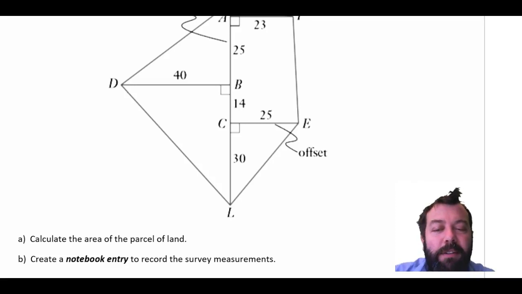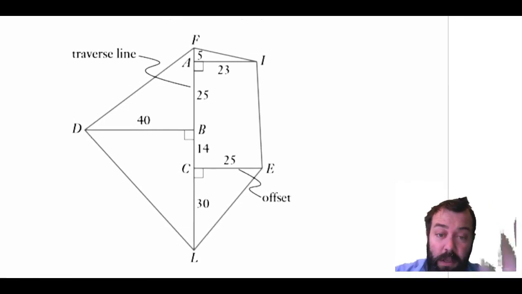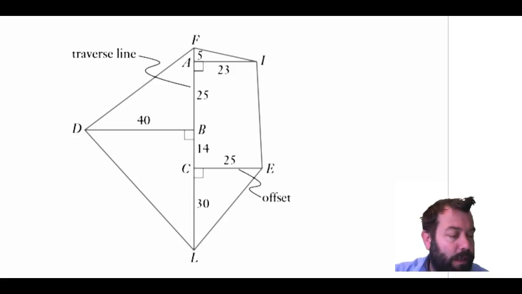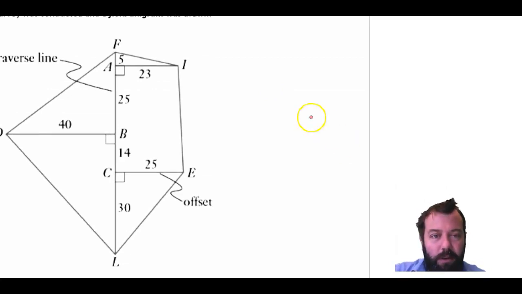Now, part A asks us to calculate the area of this parcel of land. So what we're going to do is look at this shape and dissect it into a couple of different shapes, calculate the area of those individual shapes and add them up. First of all, I'm going to look at this little area up in here. We're going to call it triangle FAI.